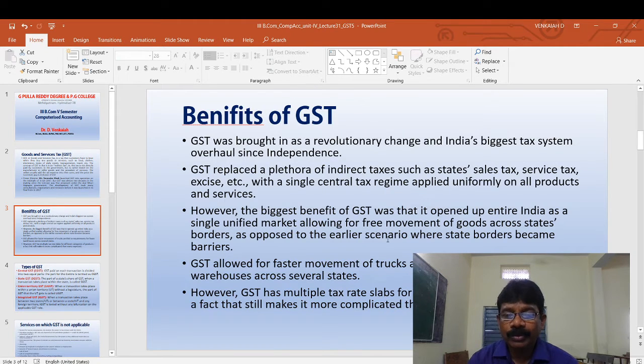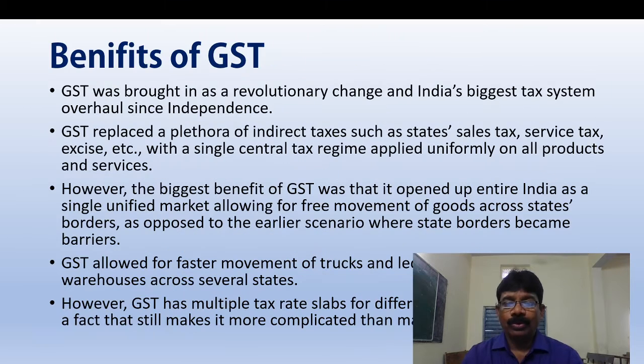Now there are e-way bills, electronic way bills. Directly you can send goods all over India with only one tax. That's why it makes the government go for faster movement of trucks, and storage of the goods becomes less.